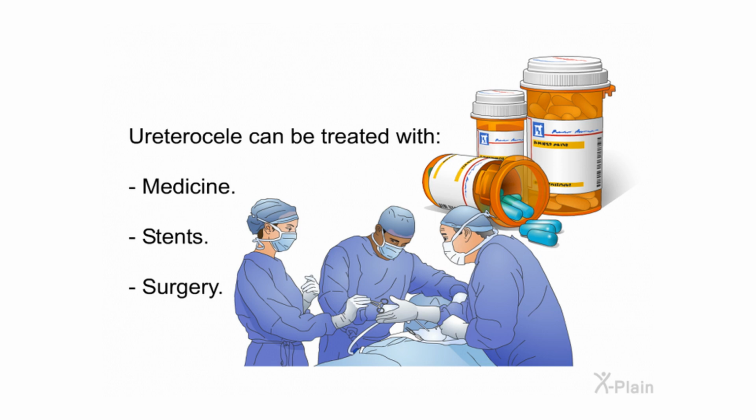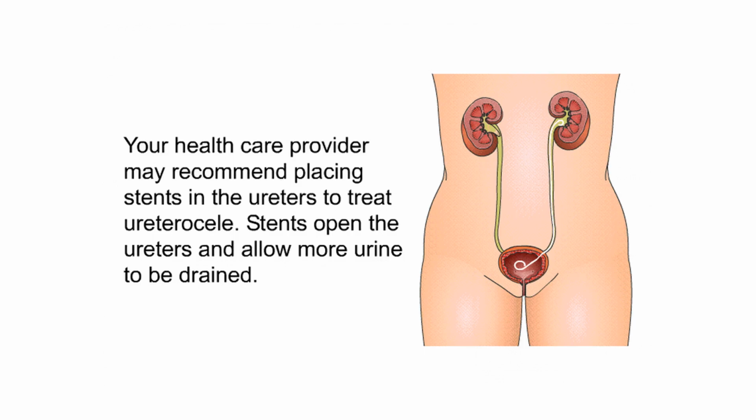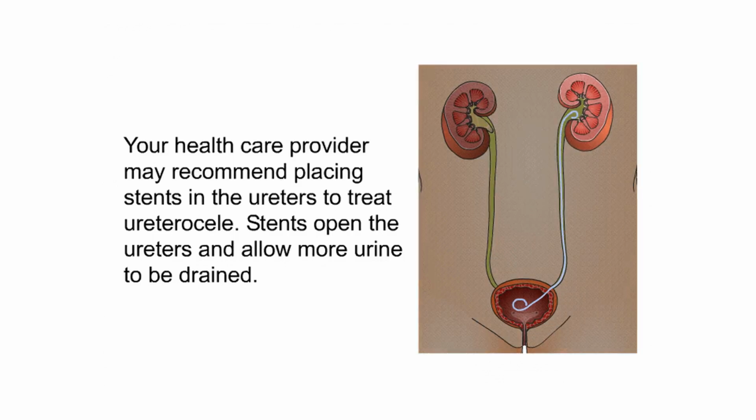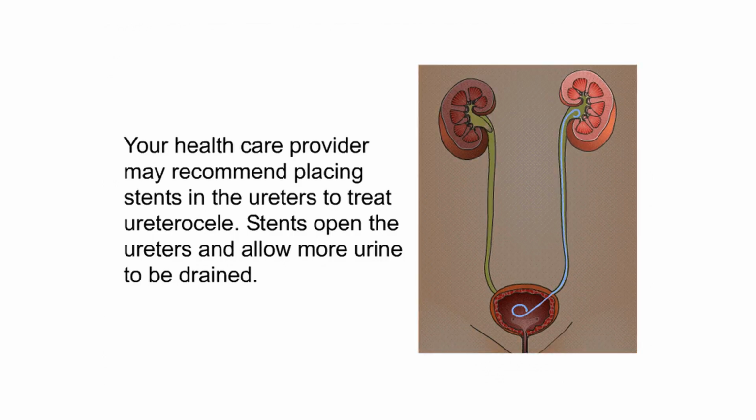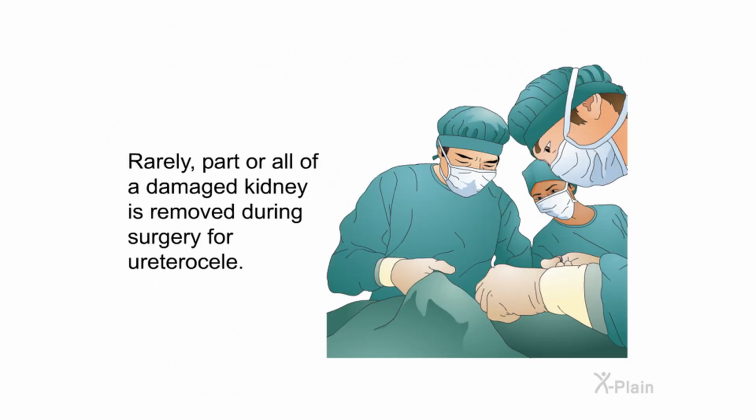Ureterocele can be treated with medicine, stents, or surgery. Antibiotics can help prevent infections if surgery cannot be done right away. Your healthcare provider may recommend placing stents in the ureters to treat ureterocele. Stents open the ureters and allow more urine to be drained. Surgery is often used to treat ureterocele. The surgeon removes the ureterocele and attaches the healthy ureter to the bladder. Rarely, part or all of a damaged kidney is removed during surgery for ureterocele.